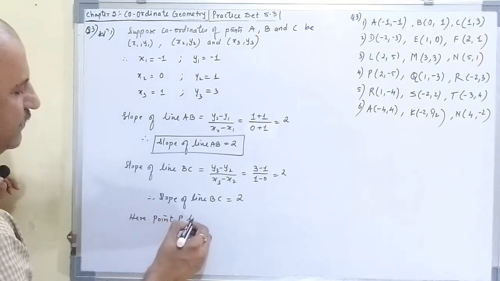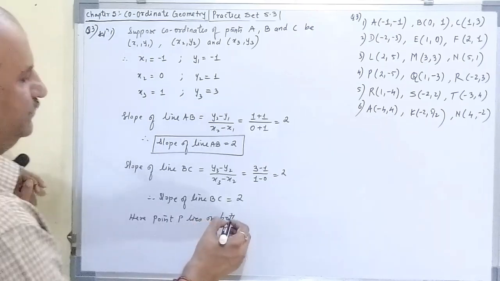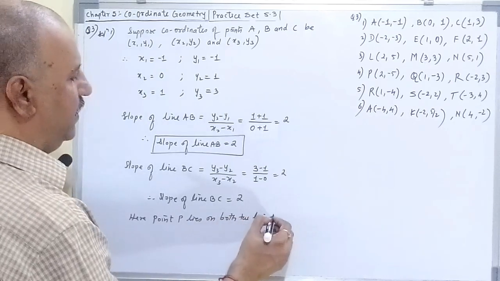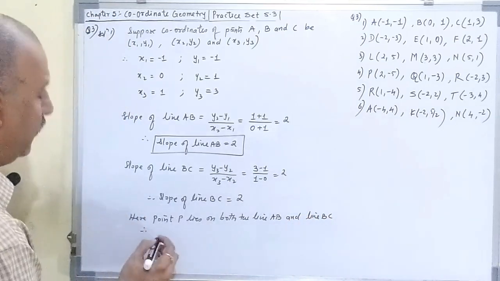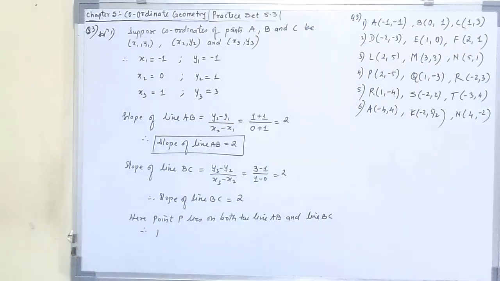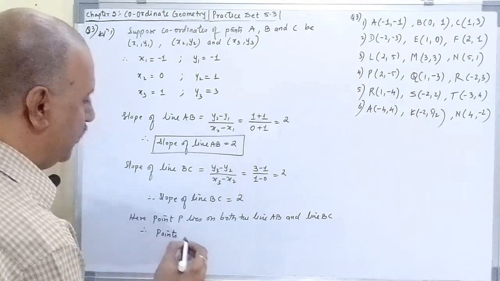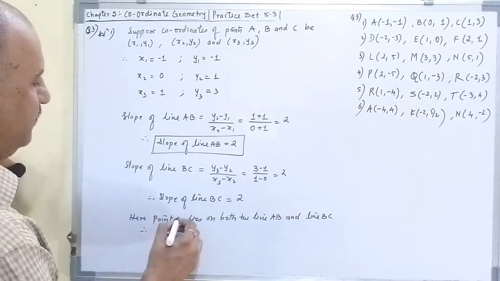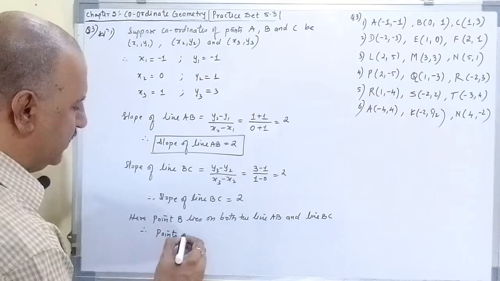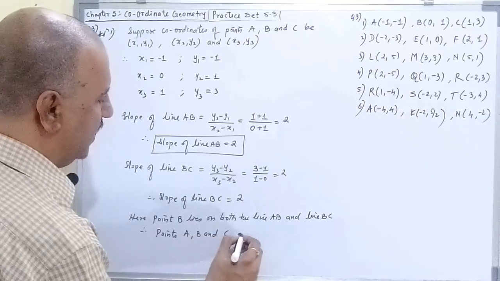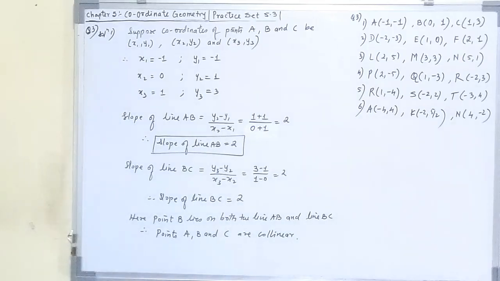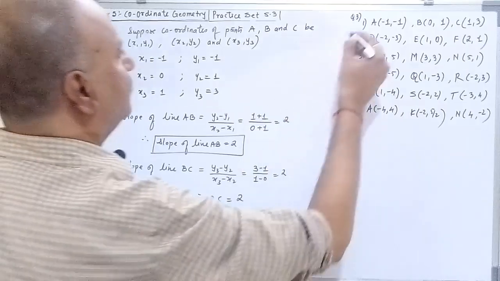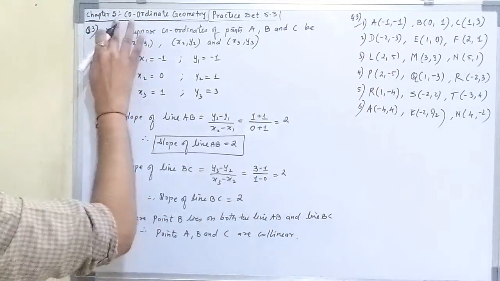Here point B lies on both the line AB and line BC. Therefore, what did they ask? Collinear. Okay. Therefore, point B lies on AB and BC. Therefore, points A, B and C are collinear. Okay. Now next, this first point is done. Now we go to the second solution.